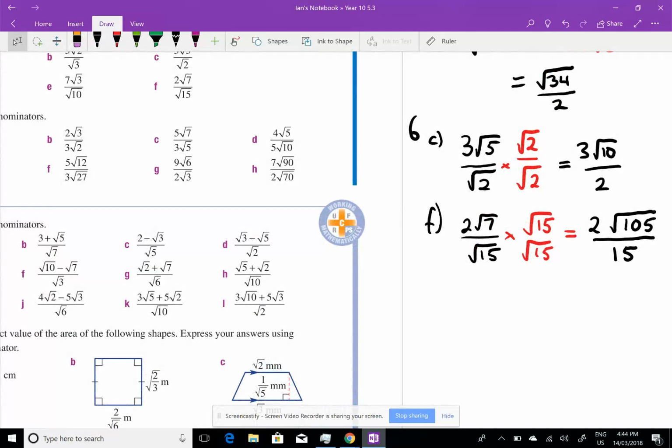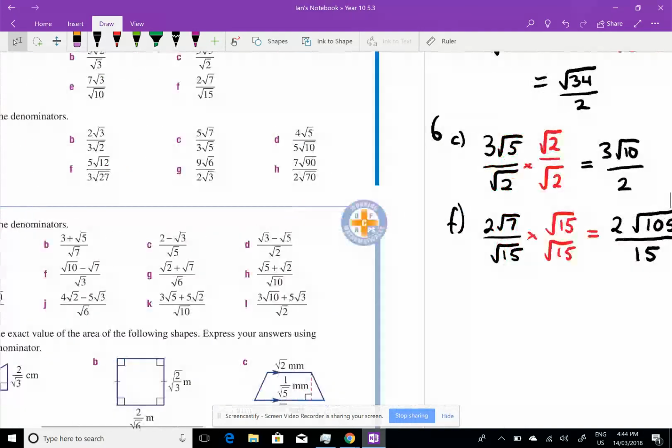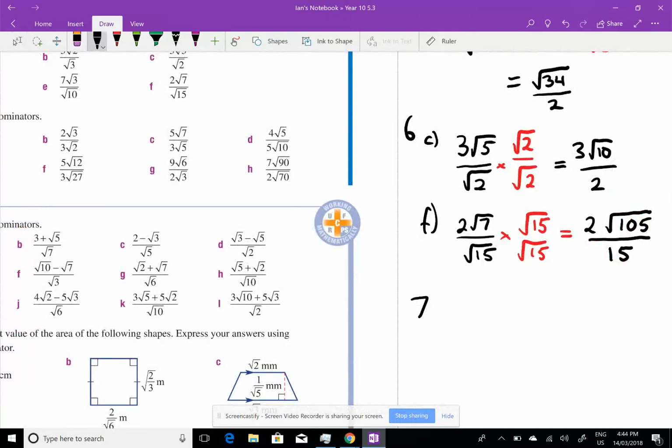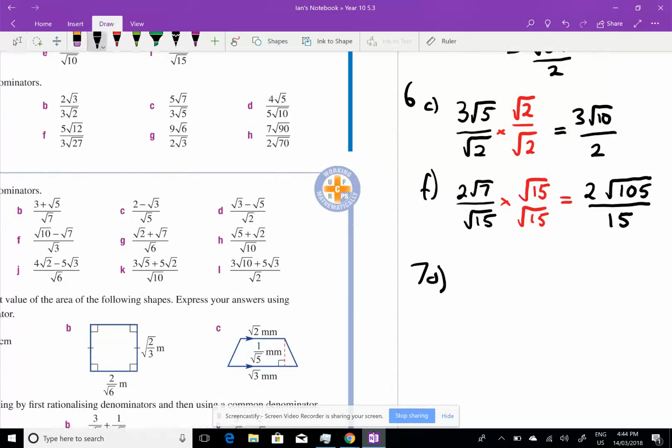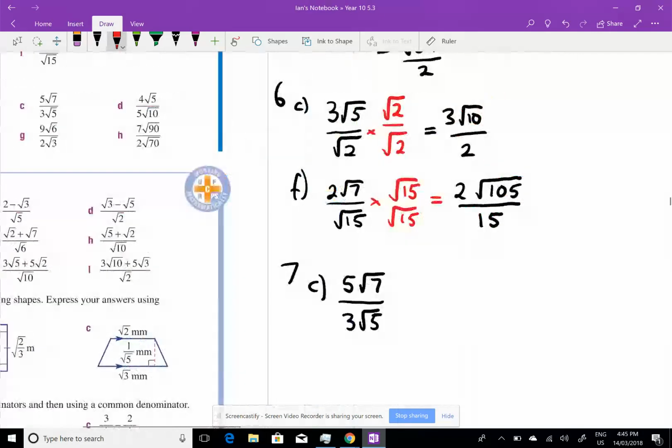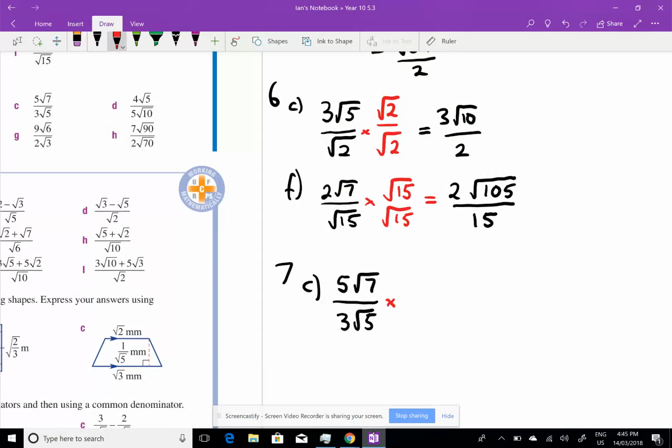Here we go. Let's look at 7D. Now I'm going to do, actually I might do 7C first, because 7D has a little bit of a trick to it. So I'm going to do 7C first. 5 root 7 on 3 root 5. Now, some of you will want to multiply by 3 root 5. Don't. Just multiply by whatever the surd is, this bit here, root 5, because that'll get rid of it. If you multiply by 3 root 5, you'll have a lot of cancelling to do, simplifying.